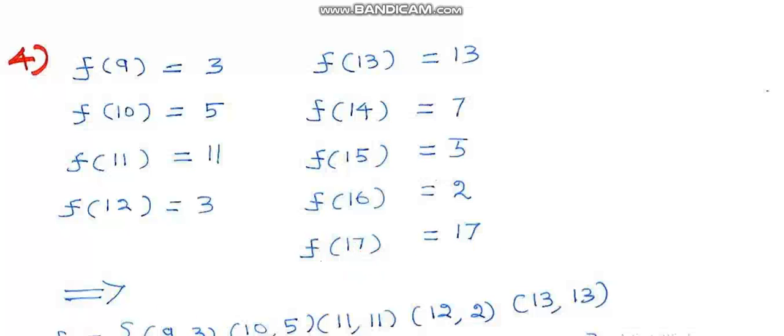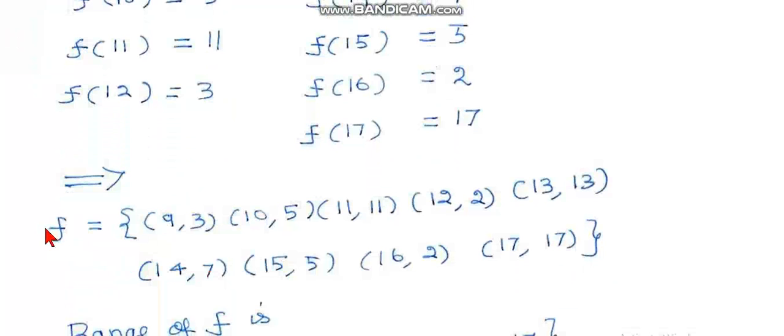So the function f is known. 9 is mapped into 3, 10 is mapped into 5, 11 mapped into 11, 12 mapped into 3, 13 mapped into 13, 14 mapped into 7, 15 mapped into 5, 16 mapped into 2, 17 mapped into 17. So the elements and the corresponding images are known. We can write down the function as a set of ordered pairs.